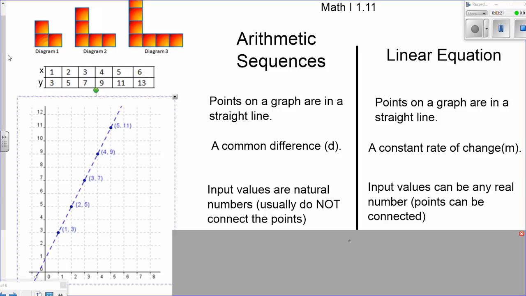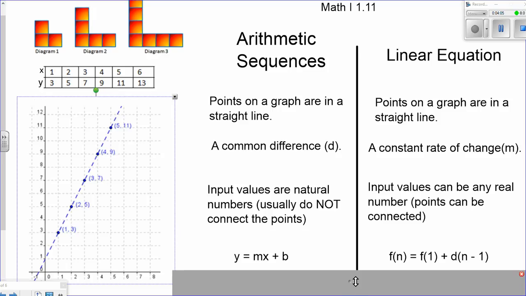There's not a figure 0, and therefore we don't have, for example, the y-intercept officially like we would have with a linear equation. So a linear equation over here, the input values can be any real number. And therefore the points can be connected. A line is just a series of an infinite number of points all connected together. So in a linear equation, you can have any input value, and we are not necessarily looking at a set of diagrams, we are just looking at a series of input values uniquely.